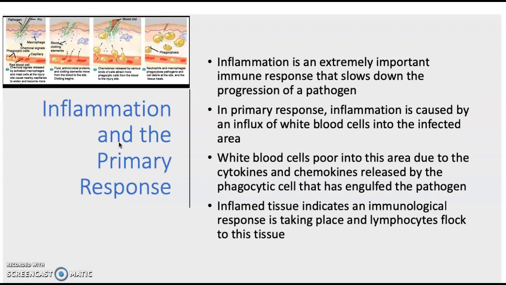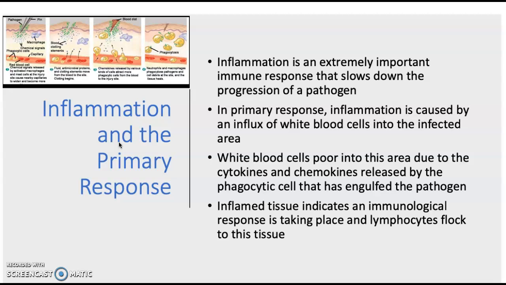And I'll speak on the inflammatory response in the primary response. Inflammation is very important to the primary immune response because it slows down progression of pathogens. It stops them at their entry point and allows phagocytic cells and immune cells, white blood cells, to halt their progression through the body and allows you to create an immune response to them.